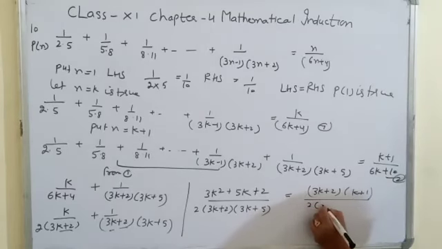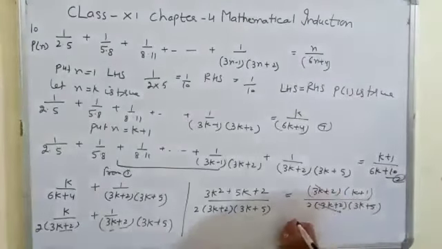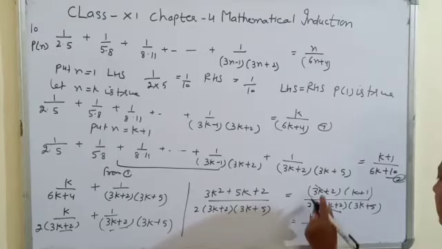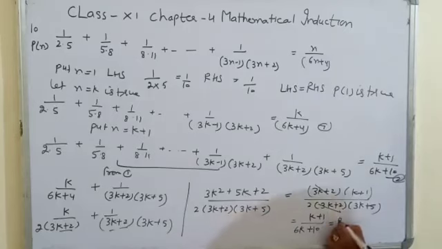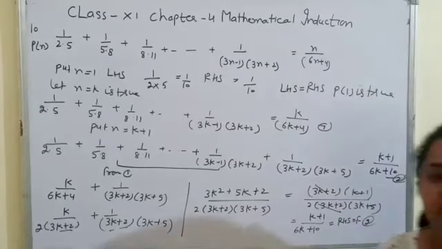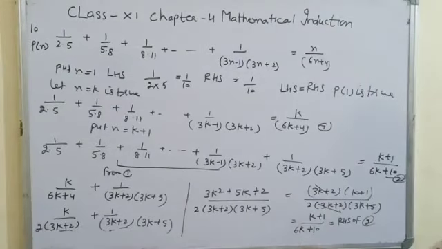These are the factors when we will split the middle term. 2 into 3k plus 2 upon 3k plus 3k plus 5. This will be cancelled by this, and k plus 1 multiplied in denominator by 2. It will become 6k plus 10, which is equal to the right hand side of the second. So we can say that by using the principle of mathematical induction, Pk plus 1 is true whenever Pk is true. Similarly, we will solve the next problem.